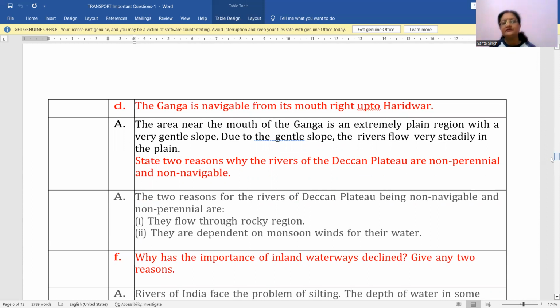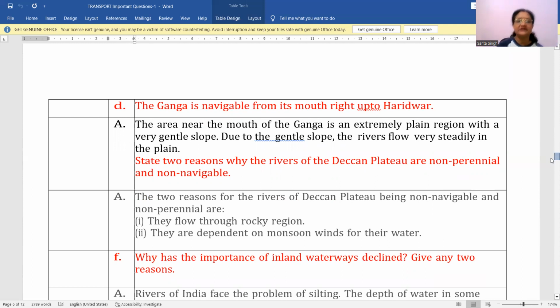Due to the gentle slope, the rivers flow very steadily in the plain. And one more thing you can add: the surface is quite smooth. It's not a rocky surface, so that makes the smooth movement of the river possible.